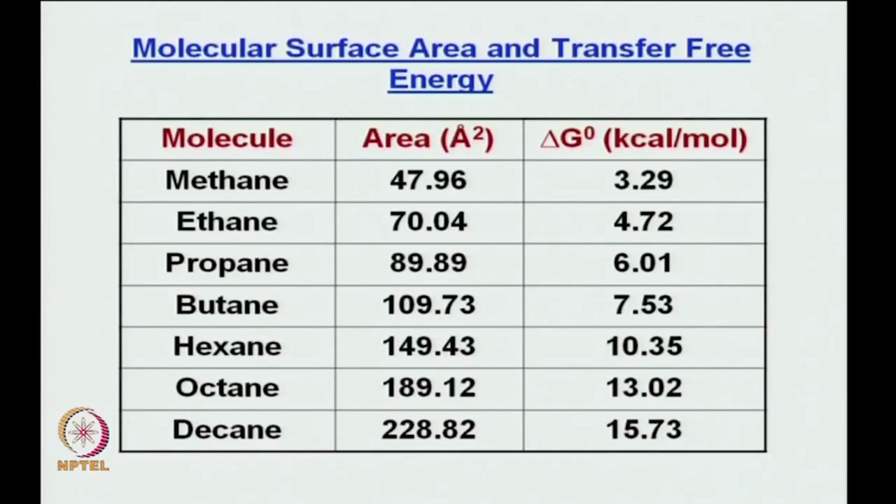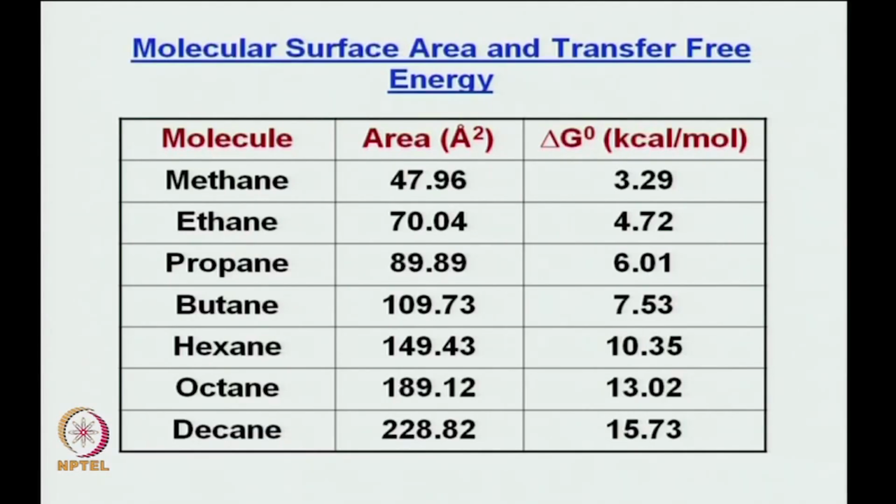Let us look at some relations in tabular form. So, what happens? Remember, delta G0 is your transfer free energy, right. We are looking at a host of alkane molecules, and in the second column what you are given is your accessible surface area. Now, see, this is no brainer. As we go from methane to decane, obviously the chain length is increasing, right, and if the chain length is increasing, then accessible surface area has to go up. So, that is exactly what is happening, right.